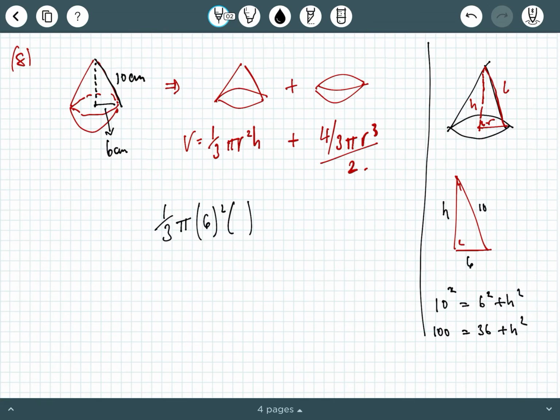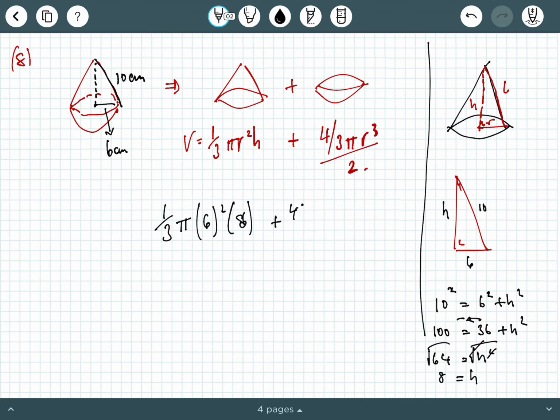And hp squared is hp squared. Bring 36 over here, it becomes a minus. So 100 minus 36 is 64, equal to h squared. I want h, so take the square root of both sides. So you get 8 is equal to h. So now we can plug in 8 here for h.